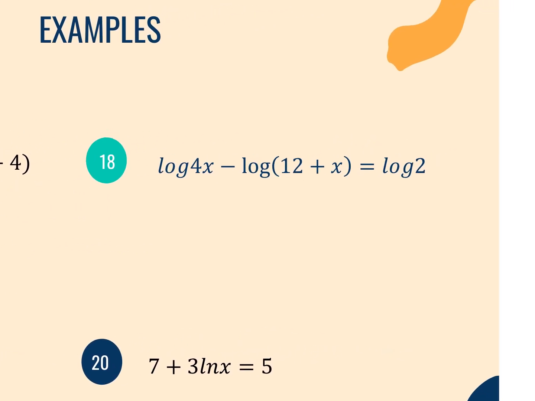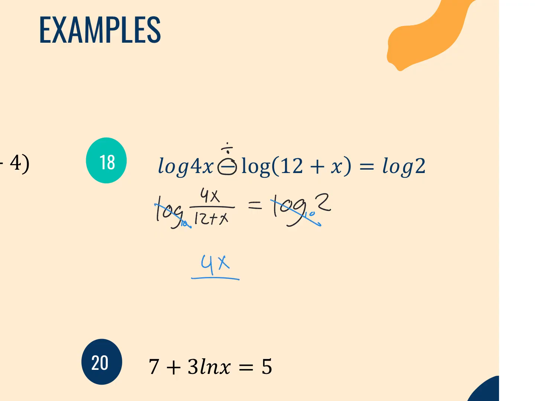All right, let's try this one now. Once again, I see multiple logs. To get rid of multiple logs, you can use properties to condense it. I see a minus, that means I'm going to divide. So this is going to be log of 4x divided by (12 plus x) equals log of 2. And when you don't see a base, you assume it is 10. So they do have the same base, so you can simply cross them out.